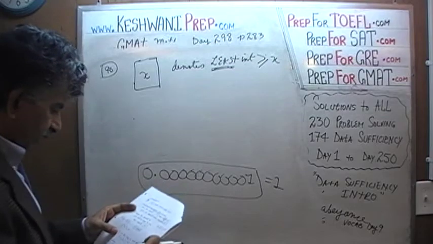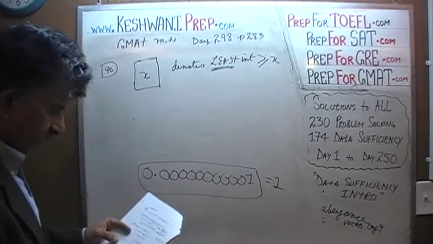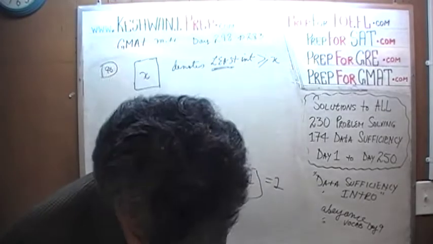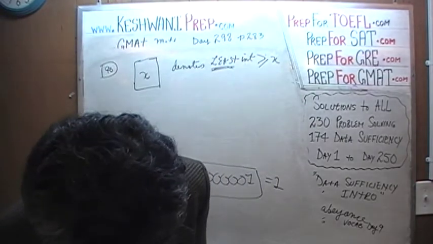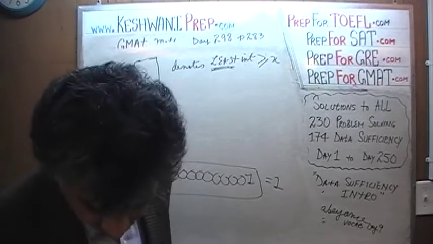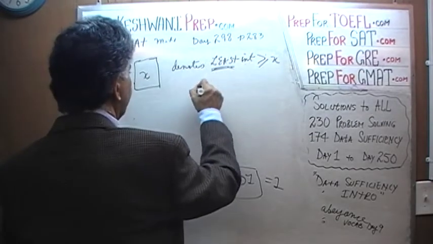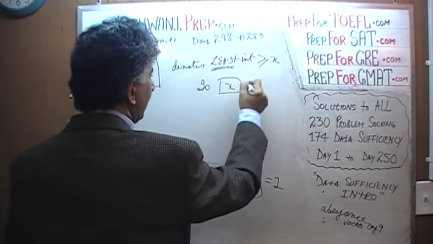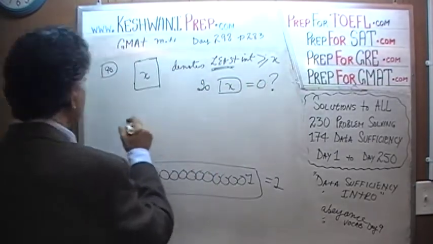What exactly is the question asking? We have not figured out what they're asking actually. Number 96. I lost track of that. Number 96. Give me a second. Oh, the question is, is this quantity equal to zero? Is this quantity that appears in the box zero? Let's find out what they tell us.